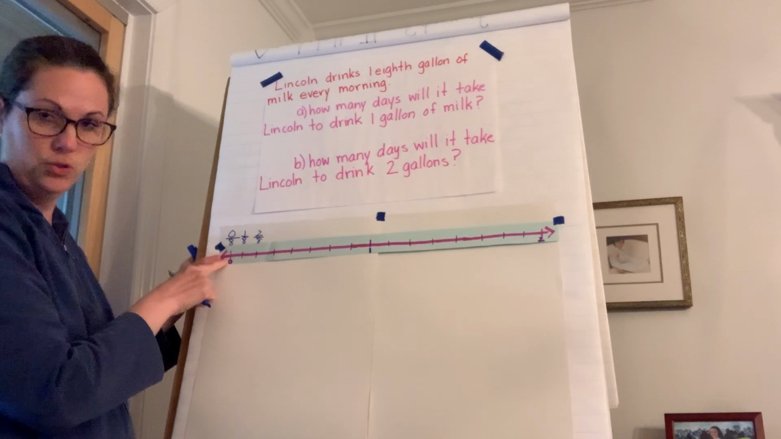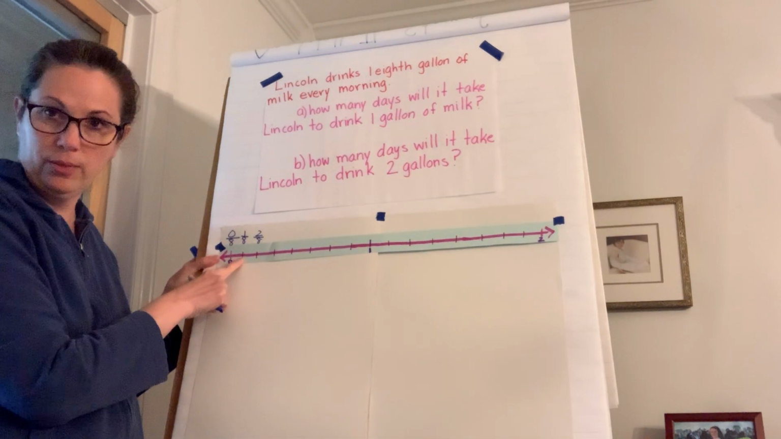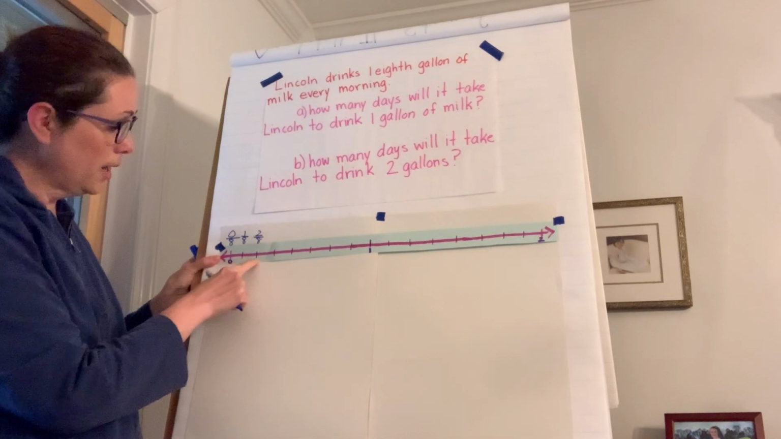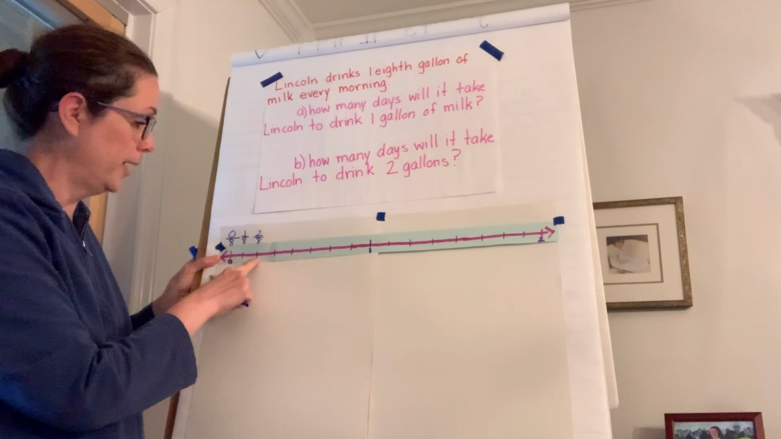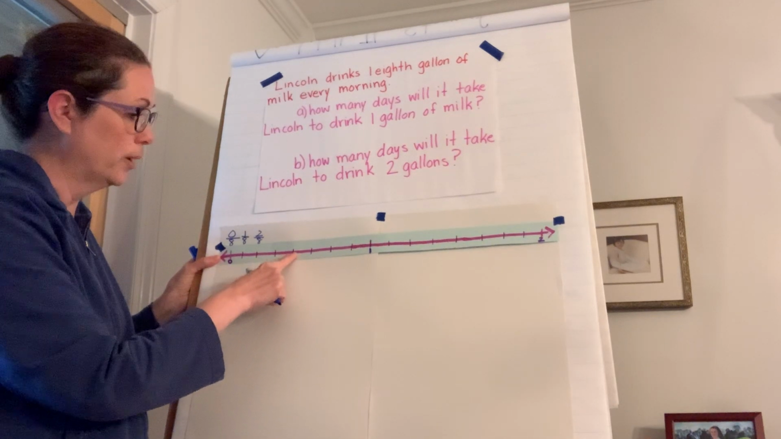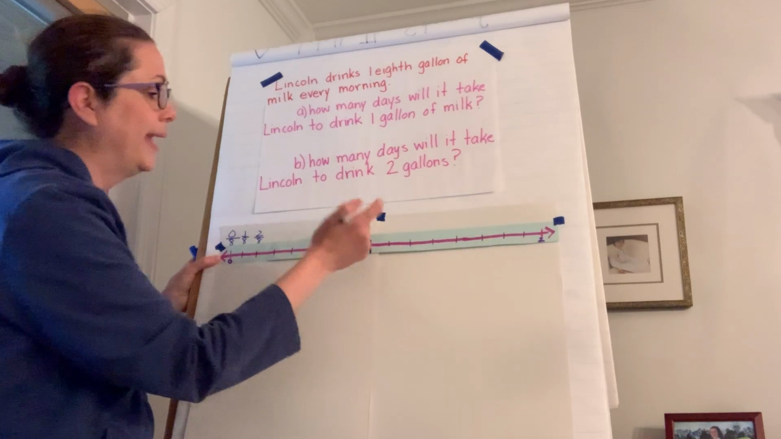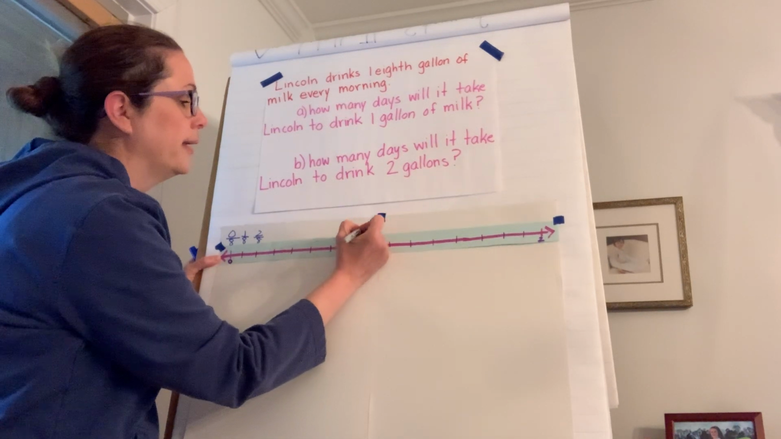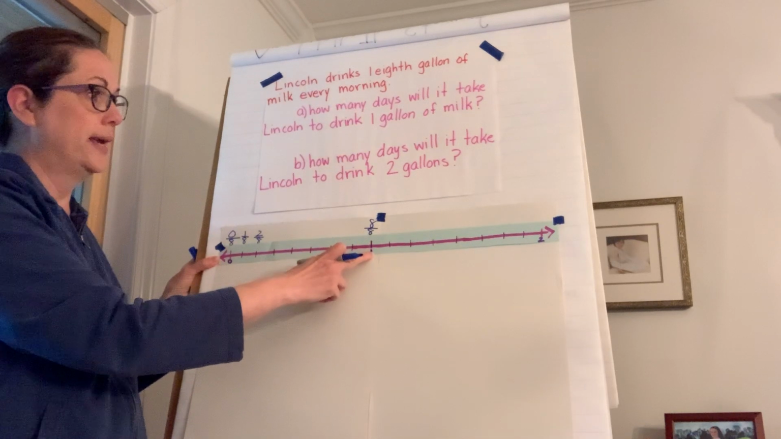So if he starts, he drinks nothing. And then on the first day, he drinks 1/8. On the second day, he drinks another 1/8. So now he has had 2/8 and 3/8 and 4/8 and 5/8 and 6/8 and 7/8 and 8/8. And finally, 8/8, he has had the whole gallon. So it would take him 8 days.